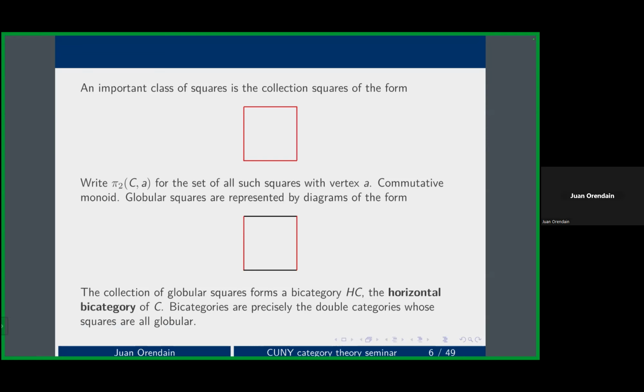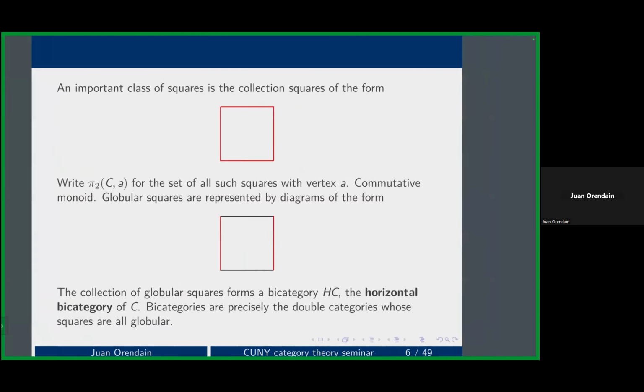And so in this way, we can associate to every double category a bicategory. We just consider its horizontal bicategory. And now every bicategory can be considered as a double category where the 2-cells are just the squares of this form. So in this sense, squares of this form are the globular squares, and the globular squares contain all the bicategorical information of the double category.